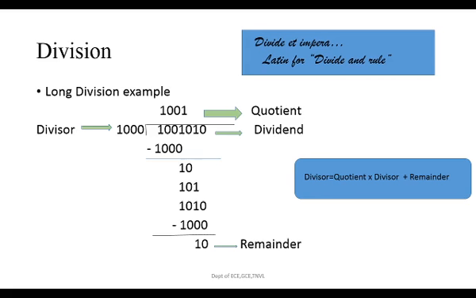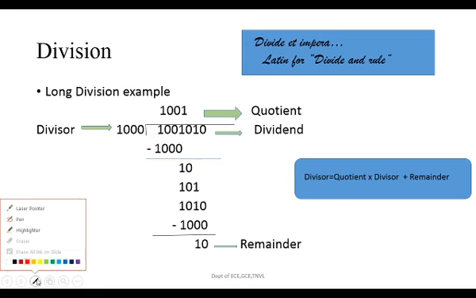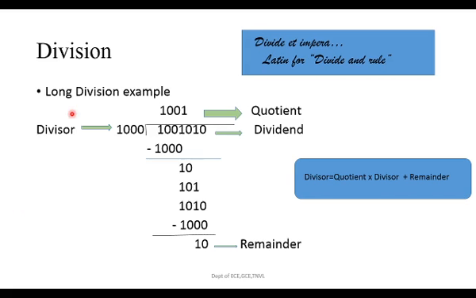So if you see this code, that is, "divide et impera", it is a Latin term which means divide and rule. So in this lecture we are going to see how division divides and rules the computer architecture, the computer design. So this is a long division example.